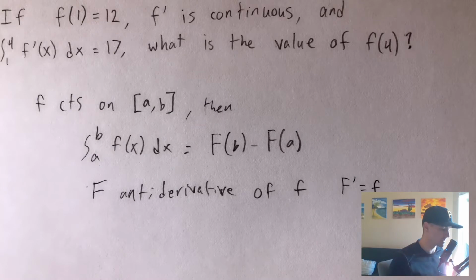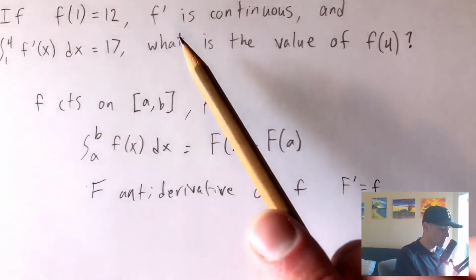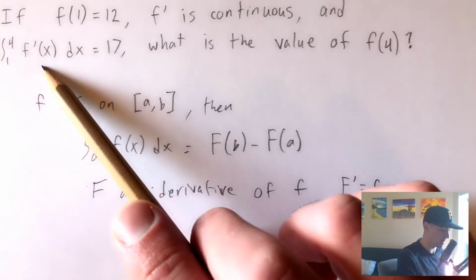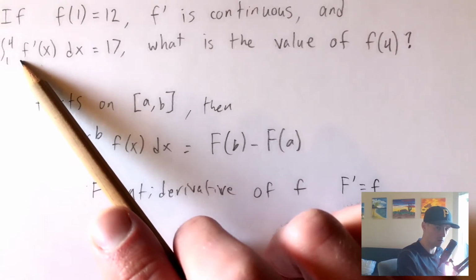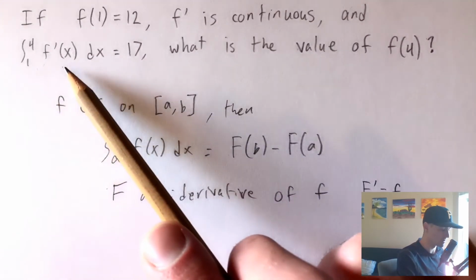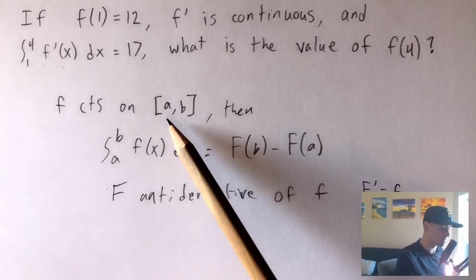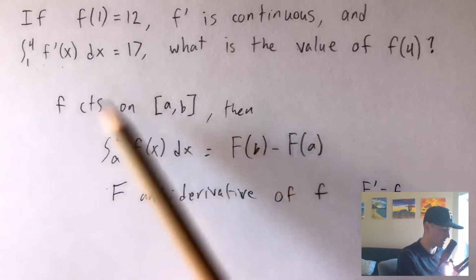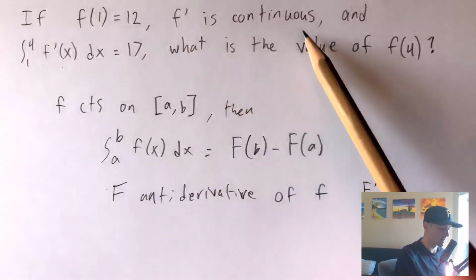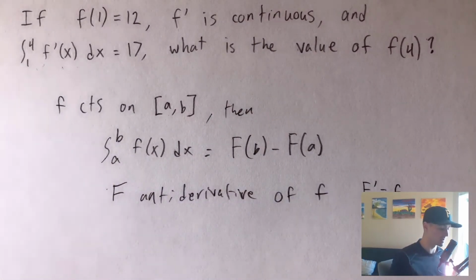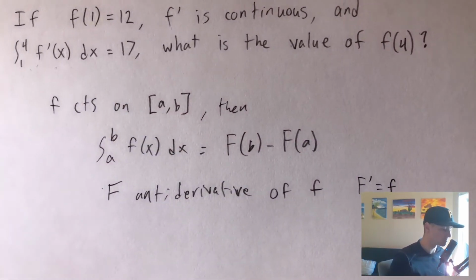But how does this relate to this problem? Well, first of all, we are told that this function here, f prime, is continuous. So basically we're taking the integral from 1 to 4 of some continuous function. Part 2 of the fundamental theorem just requires it to be continuous from a to b, so in this case, from 1 to 4. But based on the fact that it tells us it's continuous, that basically means that it's continuous everywhere. So it clearly is continuous on the interval of 1 to 4.